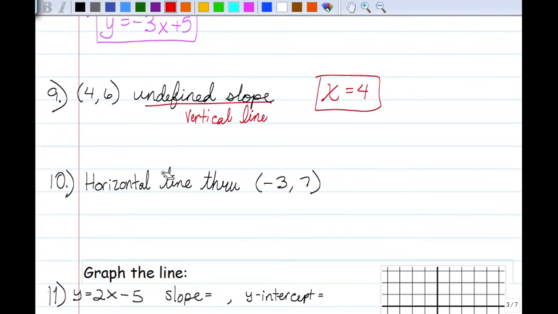Then if you have a horizontal line, not a horizontal tine, by the way, horizontal line through the point -3, 7. So with a horizontal line, the equation for that is just going to be y equals whatever the y value is, which in this case is 7.